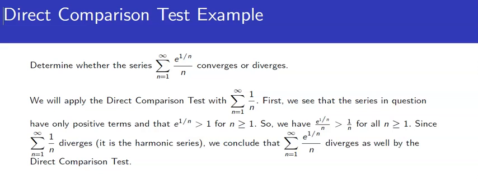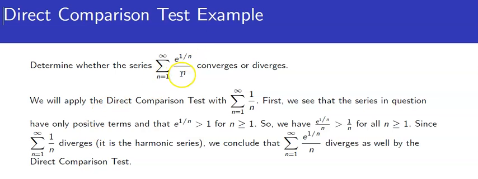In this example, we're going to use the direct comparison test to show that a series diverges. So we're being asked to determine whether or not the series n equals 1 to infinity of e to the 1 over n converges or diverges. So again, the challenge, at least in my mind, in applying either the limit comparison test or the direct comparison test is to figure out what am I going to compare the series to.